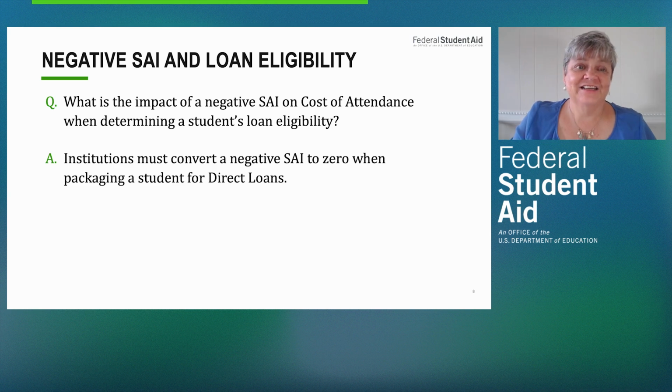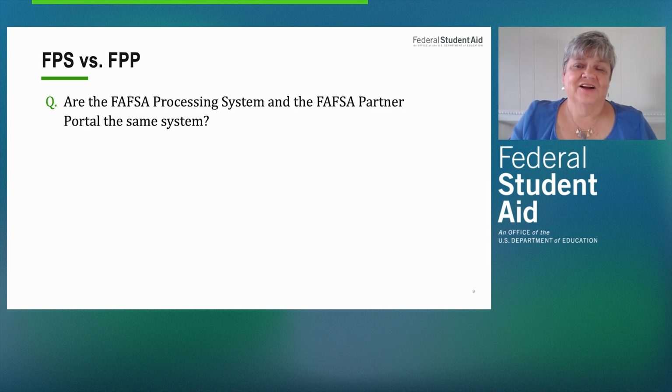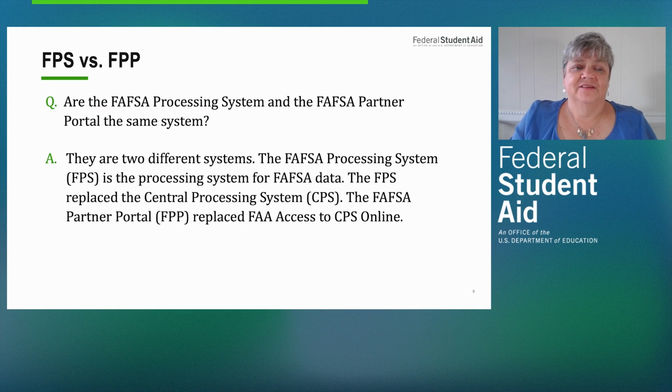Thanks, Effie. Next question. Are the FAFSA processing system, or the FPS, and the FAFSA partner portal the same system? No, they're not the same. They are two completely different systems. The FPS is the processing system for FAFSA data. The FPS calculates the student's SAI and completes the required data matches in order to create the FAFSA submission summary, formerly the student aid report, and the ICER.